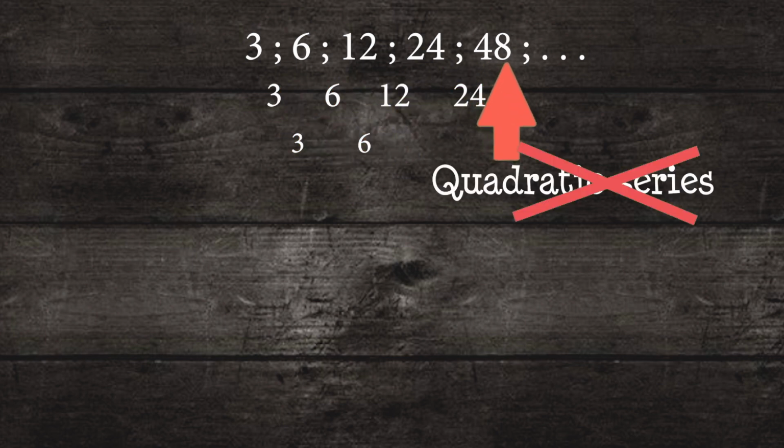Now we have to test to see if it is a geometric series. How do we do that? Let's see. 6 divided by 3 is 2. 12 divided by 6 is 2. 24 divided by 12 is 2. 48 divided by 24 is 2. So can you see, when we divide consecutive terms with one another, we get the same answer.